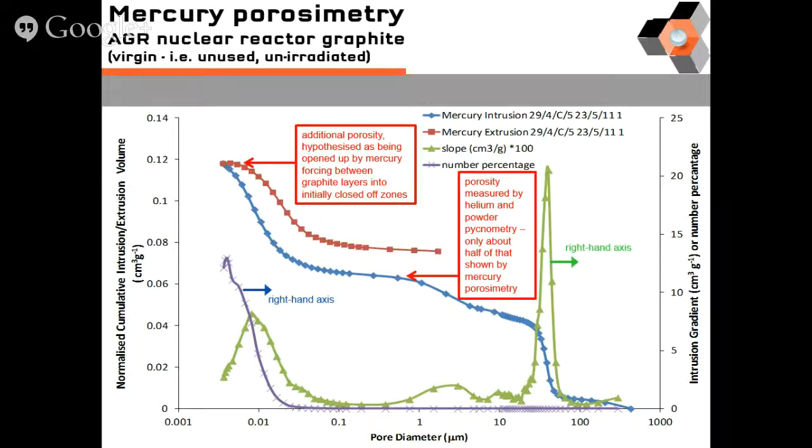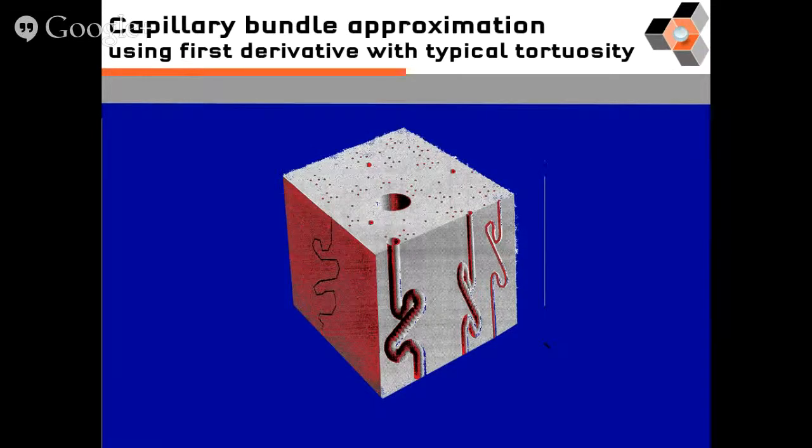The next slide reminds us that simply taking the first derivative of the curve, that green line there, assumes this wormhole model, this bundle of capillary tubes model, and in fact it doesn't even give you the wiggliness, the tortuosity of the wormholes, as shown on this particular slide.